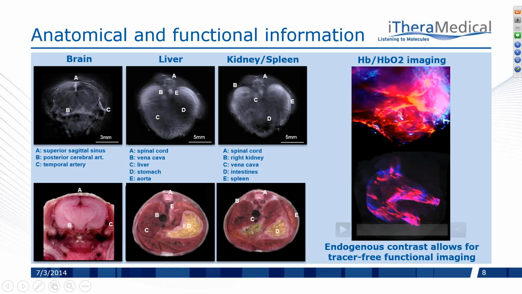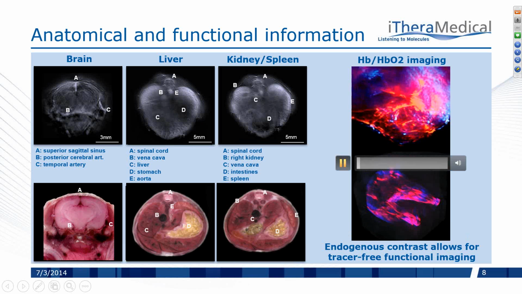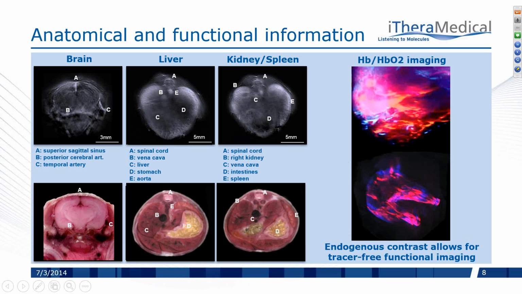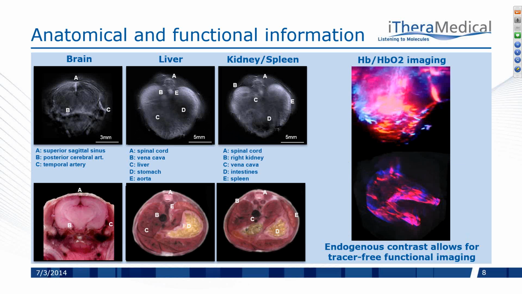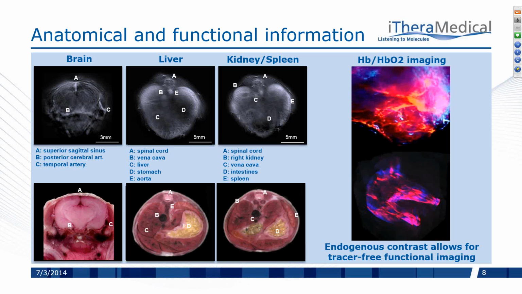On the right, I show the functional imaging based on deoxyhemoglobin imaging. On the top, we see a tumor, a three-dimensional tumor, where in red, we see the oxygenated hemoglobin, in blue, the deoxygenated hemoglobin, and we can identify hypoxic areas within the tumor. On the bottom, we see the hind limbs of a mouse, so we can look at the legs and the oxygenation status in the hind limbs of these mice without using any contrast.